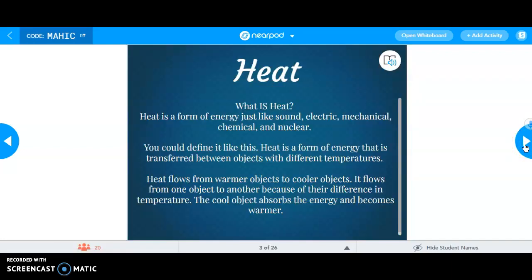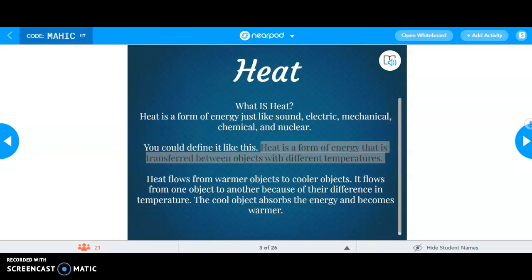First thing we're going to talk about, the first thing I'm going to write on my anchor chart as I get that back out and flip it around, is what is heat? Heat is a form of energy. Sound is a form of energy. Electrical energy, mechanical energy, chemical energy, nuclear energy. You don't really have to know any of those, but you do need to know that heat is a form of energy. And we're going to define heat like this. Heat is a form of energy that is transferred between objects with different temperatures. I'm going to pause there, write that on the anchor chart, and you're going to get that written down.